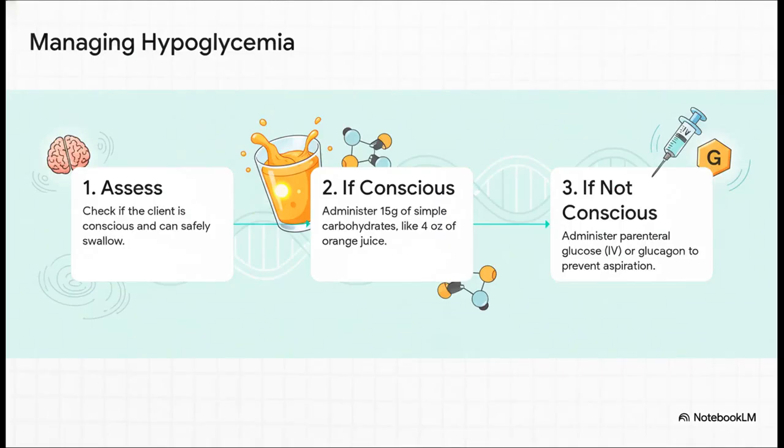So what do you do if you suspect hypoglycemia? First thing, always, is check their level of consciousness. Can they safely swallow? If the answer is yes, the rule is 15 grams of simple carbs, think 4 ounces of orange juice. But if they are not fully conscious, you never put anything in their mouth. The risk of aspiration is just too high. In that case, you have to go parenteral, IV glucose if you've got a line, or a glucagon shot.